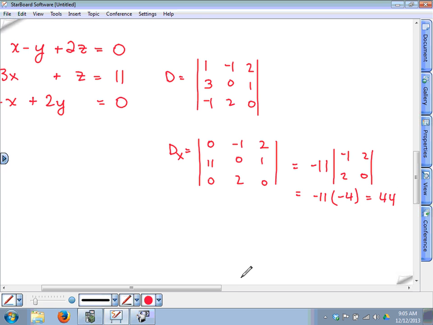Now, aren't you going to have to use the same column 0, 11, 0 in every other matrix? It's just going to shift over one time. So use that column every single time.